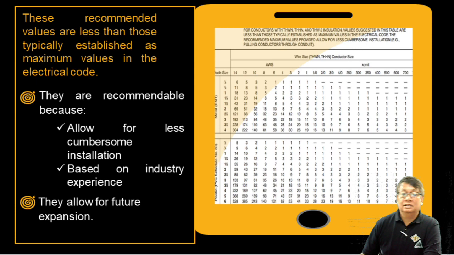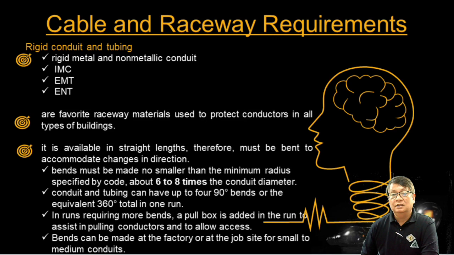Okay, so these recommended values are less than the established maximum values in the electrical code. So we have this part of the electrical code, which allows for less in some installations based on industry experience. Rigid conduit and tubing are the materials or devices that will help protect the insulation of our conductor. So, EMT, IMC, and ENT are favorite raceway materials used to protect conductors in all types of buildings.